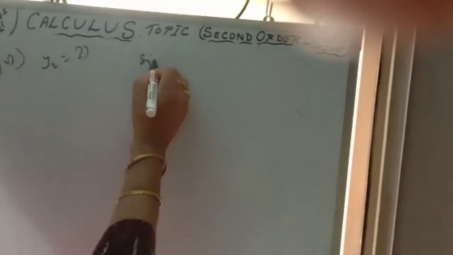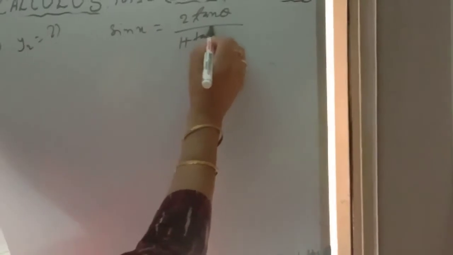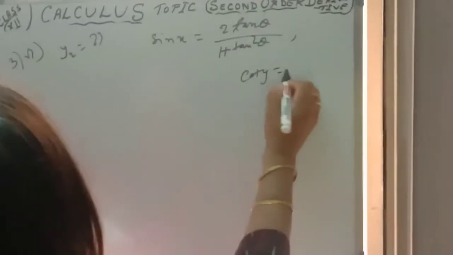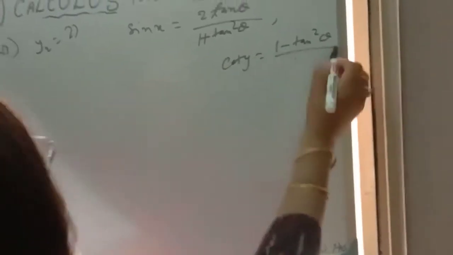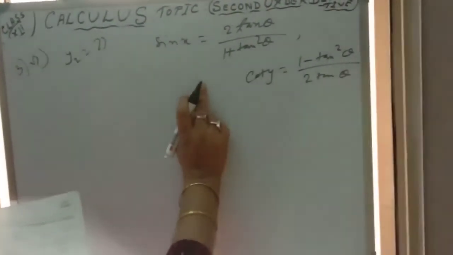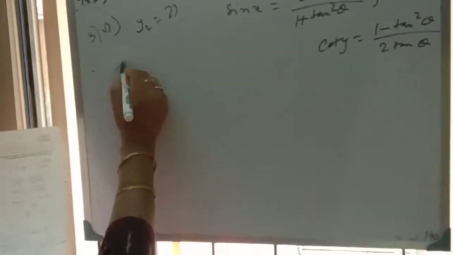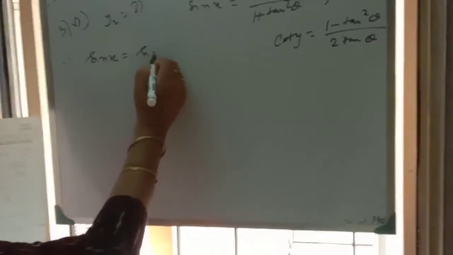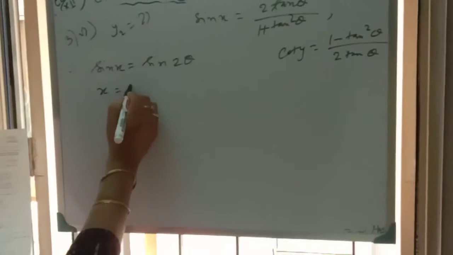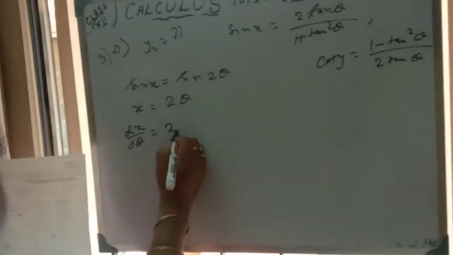Part 6, find y2, where sin x is equal to 2 tan theta by 1 plus tan square theta, and cot y is equal to 1 minus tan square theta by 2 tan theta. These two are given to us. Now sin x equals 2 tan theta by 1 plus tan square theta, this is the formula of sin 2 theta. So we can write sin x equals sin 2 theta. Therefore x is equal to 2 theta. Therefore dx/d theta we can write only 2.